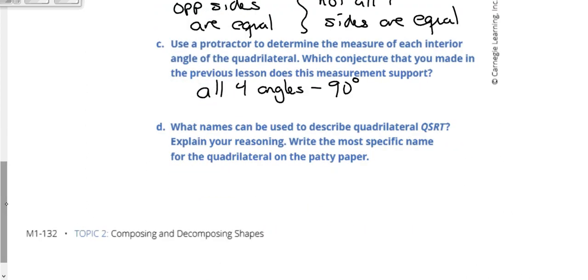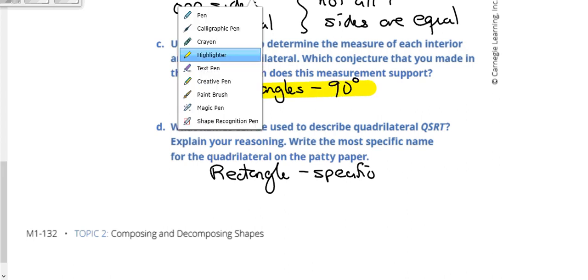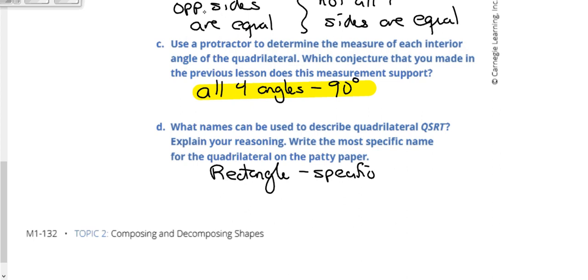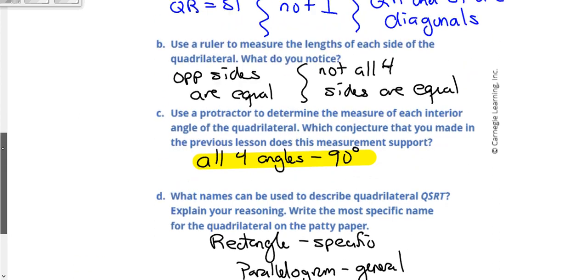So we have rectangle, that is the specific, because of those four 90 degrees. Okay. But it can be called a parallelogram as well. Again, that's more general. Okay, so it has the same properties as a parallelogram, just with a rectangle, it becomes more specific.